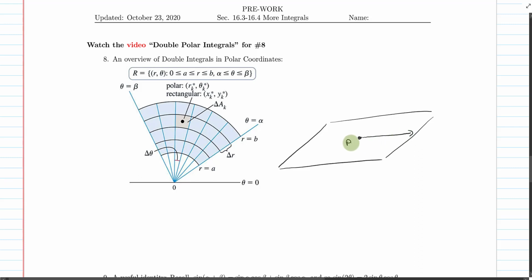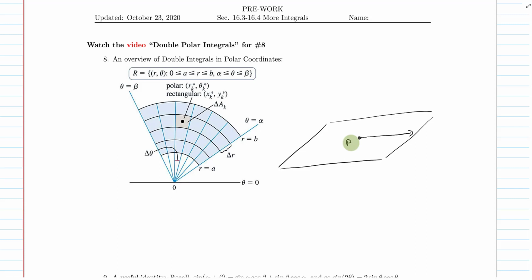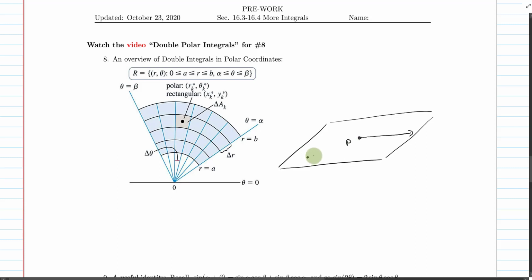So let's go ahead and start off with our polar plane. So there's our polar plane. Careful, this isn't the XY plane. We're not in the rectangular coordinate system. We're in the polar coordinate system. So remember that our points, they live here. They look like maybe r comma theta.